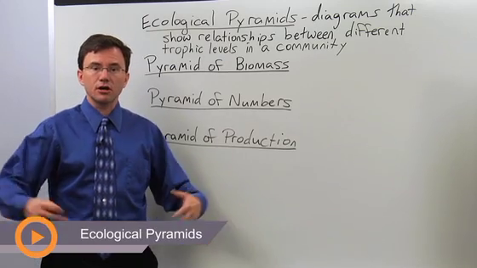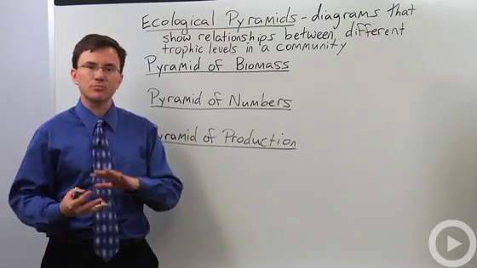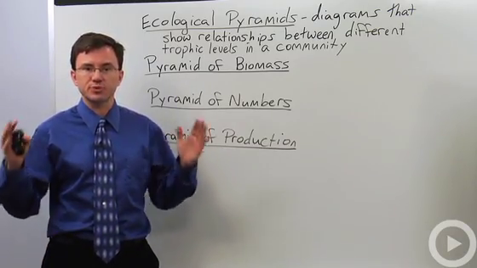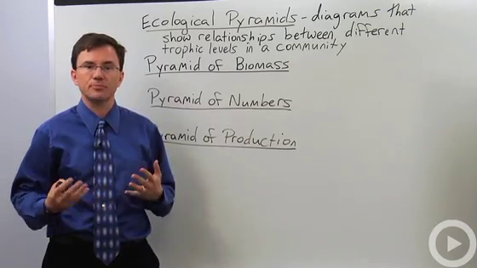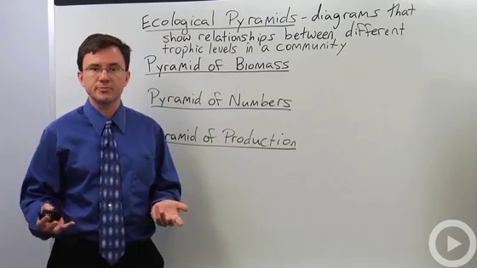When studying ecology, it's very common to come across ecological pyramids. These are diagrams that help show various relationships between the different trophic levels within a particular community. There's three kinds of ecological pyramids you'll typically see.